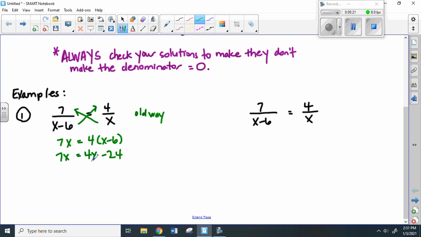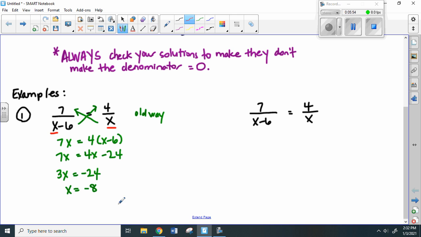So let's see, we would move this, we would subtract this 4x over here, 7x minus 4x is 3x, and then we would divide by 3. Okay, and then you do need to check to make sure that when you plug this number back in for x in the original, I do not get 0 in the denominator on any fraction whatsoever. So negative 8 minus 6 is not 0, negative 8 by itself is not 0, and so then I get to keep this answer.